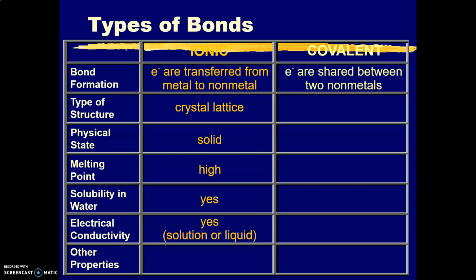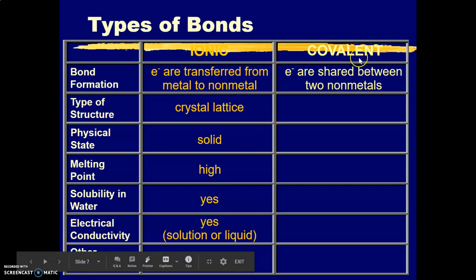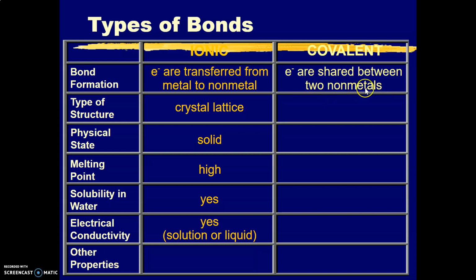Covalent bonds, the differences here you can see are that they're shared electrons. And the most important thing is that it's shared between two nonmetals. All right, so we're looking for two nonmetals here. Metal to nonmetal, two nonmetals. Transfer, shared. Make sure you're looking at the differences between these two.